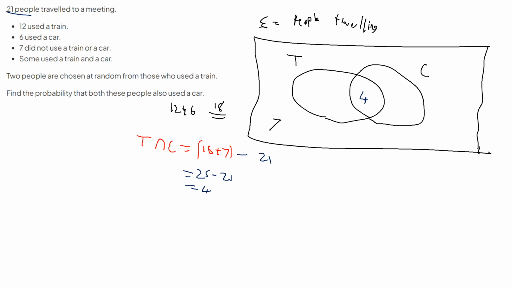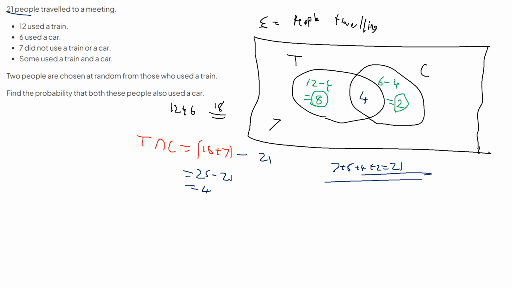Now we must minus 4 on each of them. So the ones just in T, that's just going to be 12 minus 4, which is equal to 8, okay? And for this one, it's going to be 6 minus 4, which is equal to 2, okay? And if at any point you are unsure as to if you're correct, you can just add them up. 7 plus 8 plus 4 plus 2 is equal to 21, okay? Awesome. We know that this is correct.